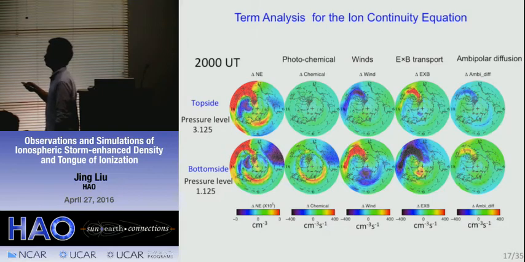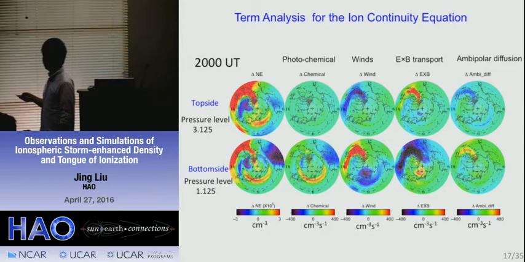Here is the result from the term analysis for the ion continuity equation. This column is for absolute NE changes at the top side and the bottom side. We define the top side as the ionosphere above the peak height. Below the peak height, we define it as the bottom side ionosphere.